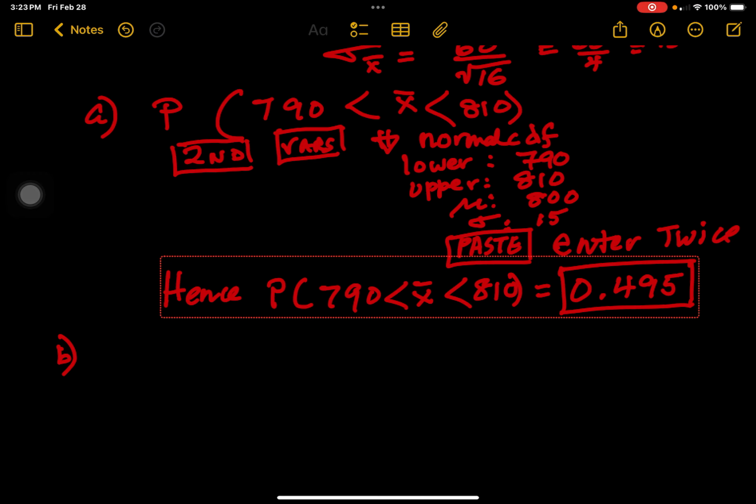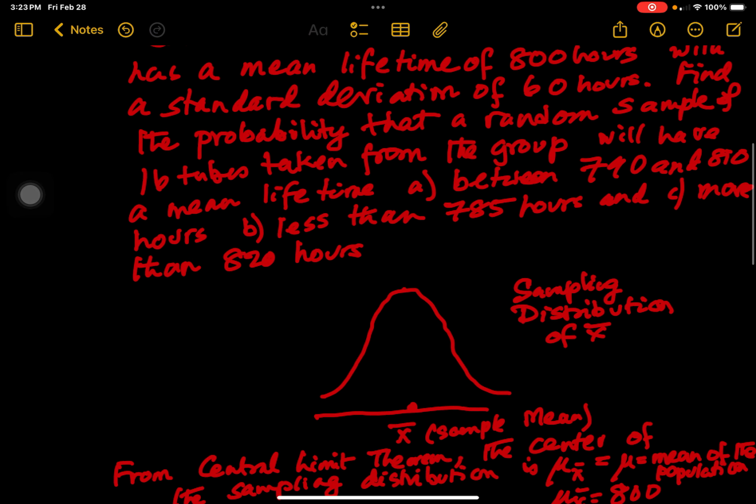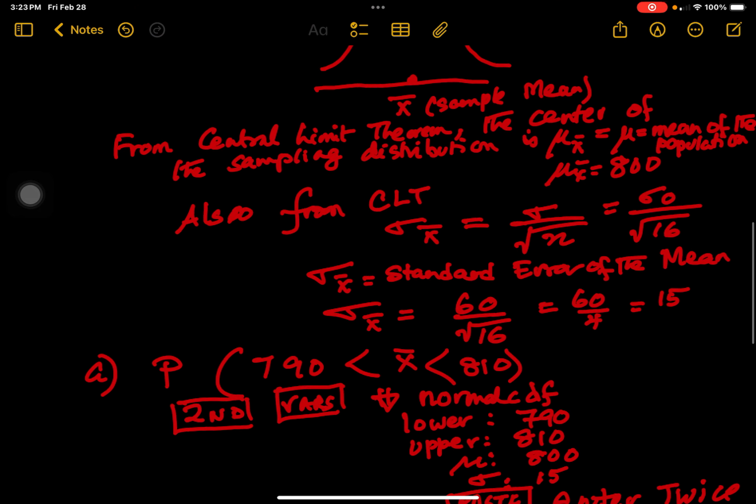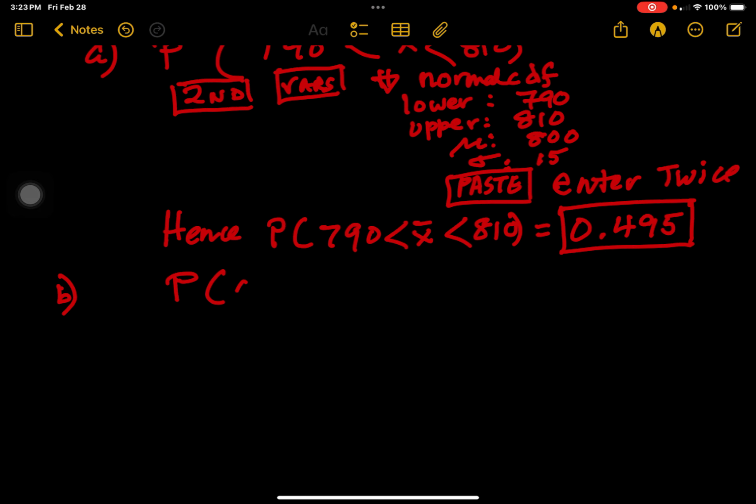So we will continue with part B. Part B says less than 785 hours. So part B, probability x bar less than 785 hours.